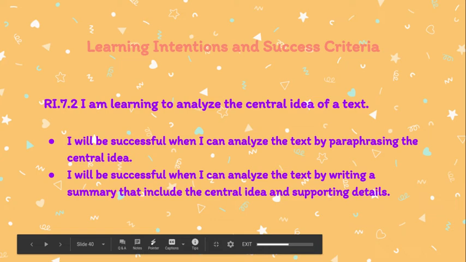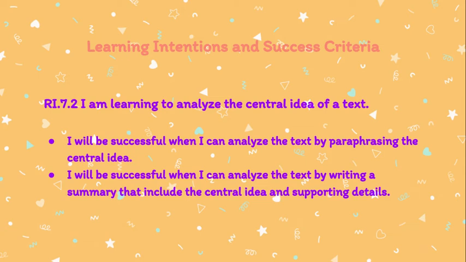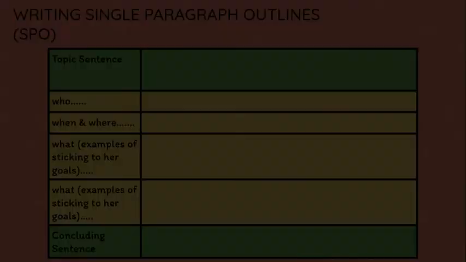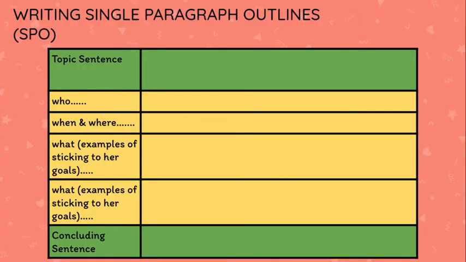So, your learning intentions and success criteria for today: we are focusing on learning to analyze the central idea of a text. You will know you're successful when you can analyze the text by paraphrasing the central idea, and when you can analyze the text by writing a summary that includes the central idea and supporting details, which is what we are going to be doing with the single paragraph outline.